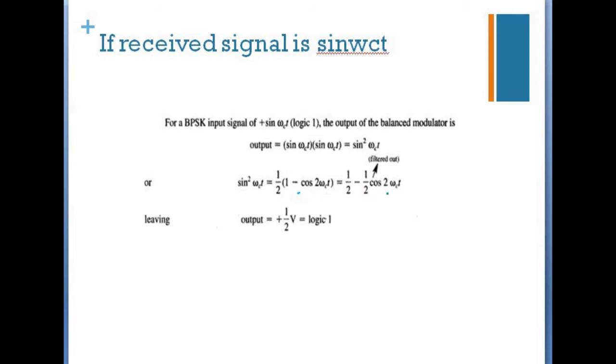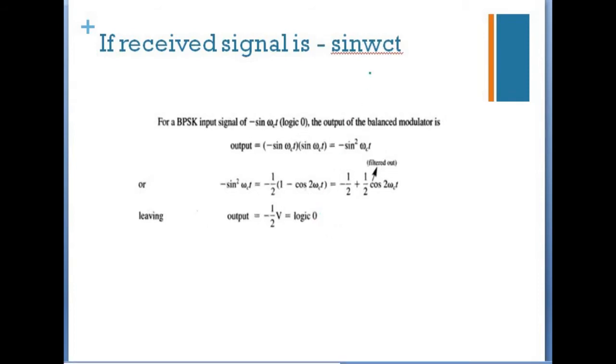So this is given to the low pass filter. It filters the high frequency component above omega c. So this part will be filtered, and finally we get plus 1 by 2. This is given to the level converter to convert from polar to unipolar. If the value is plus 1 by 2, we get logical 1.